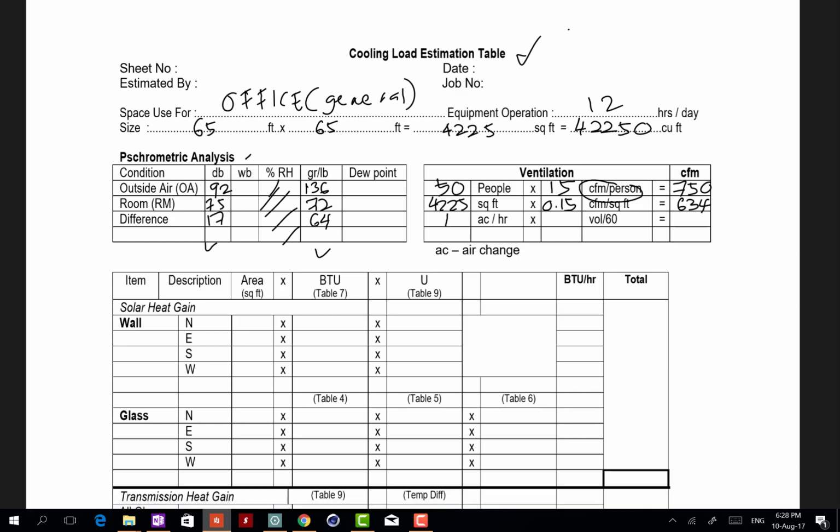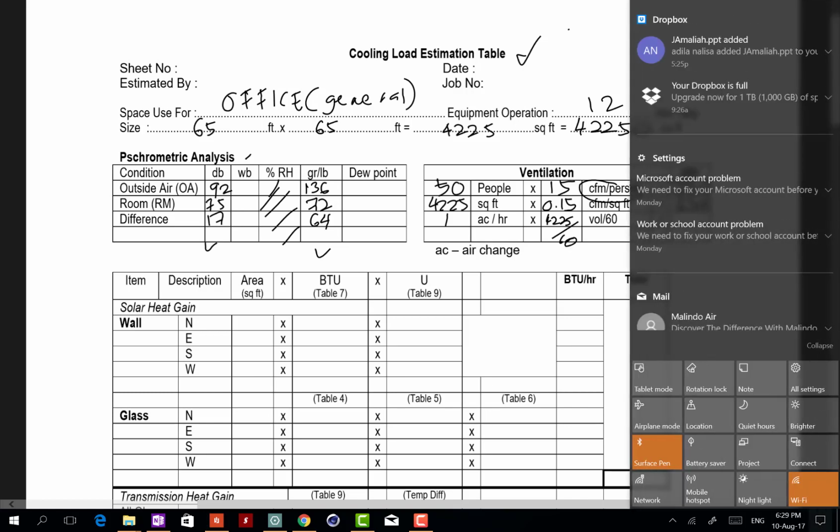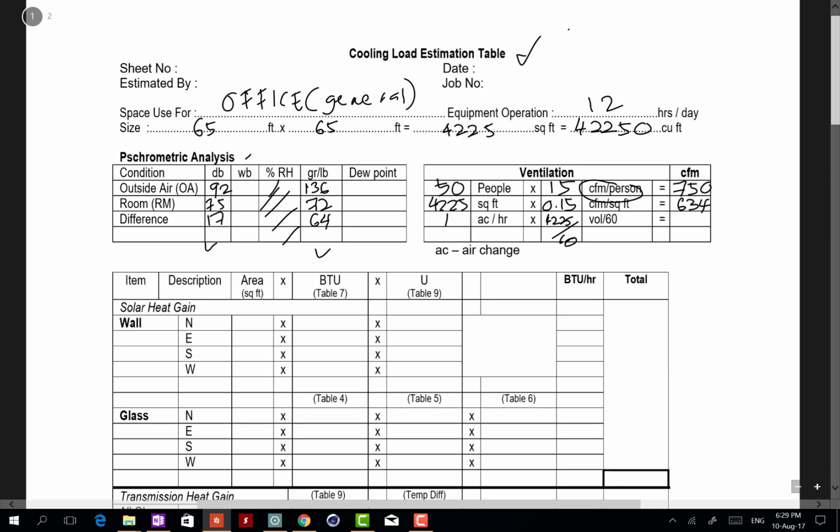And then for the third row, the ventilation by air change, we set it to be 1 exchange per hour, and then the volume is 4225 divided by 60. Okay, so you get the value of 70.4. So our preferred CFM is the maximum between these three rows, so it should be 750 CFM.